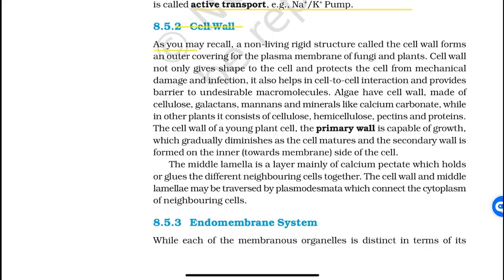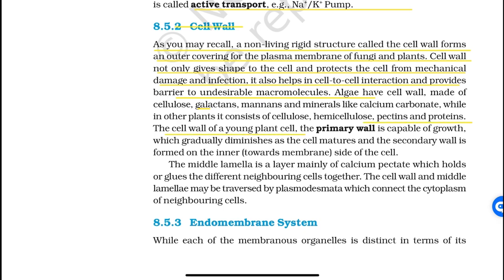Cell wall. As you may recall, a non-living rigid structure called the cell wall forms an outer covering for the plasma membrane of fungi and plants. The cell wall not only gives shape to the cell and protects the cell from mechanical damage and infection, it also helps in cell-to-cell interaction and provides a barrier to undesirable macromolecules. Algae have a cell wall made up of cellulose, galactans, mannans and minerals like calcium carbonate, while in other plants it consists of cellulose, hemicellulose, pectins and proteins.